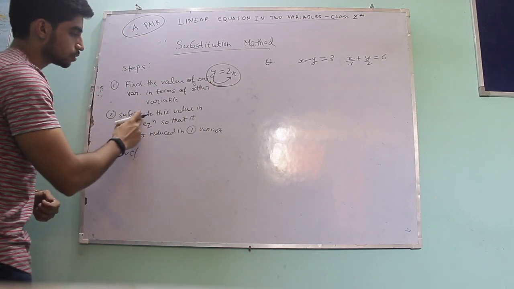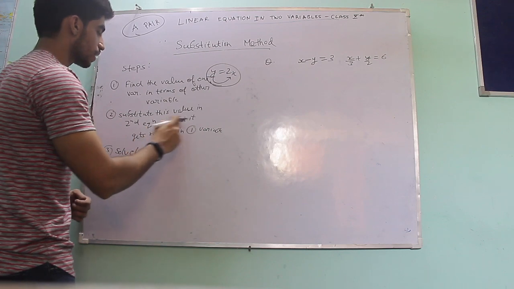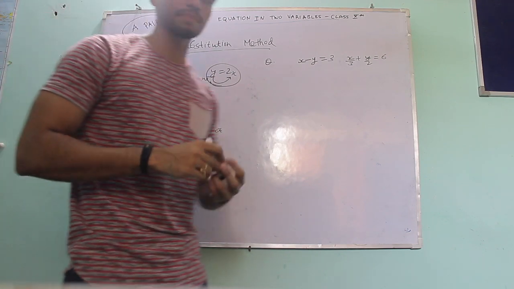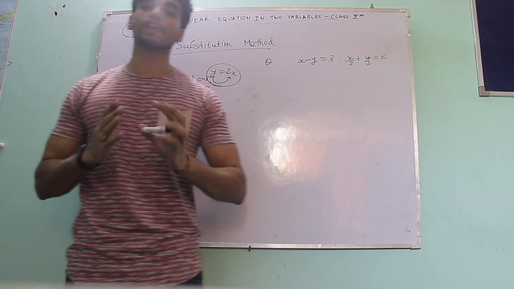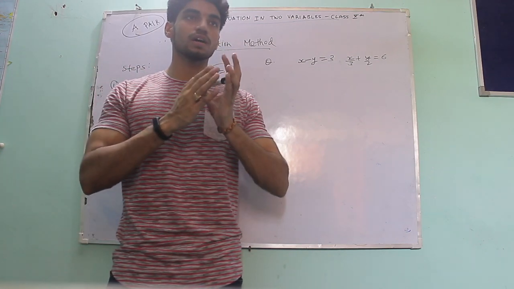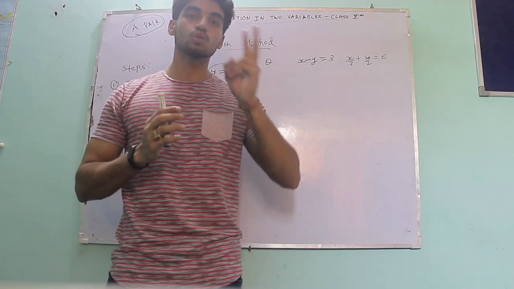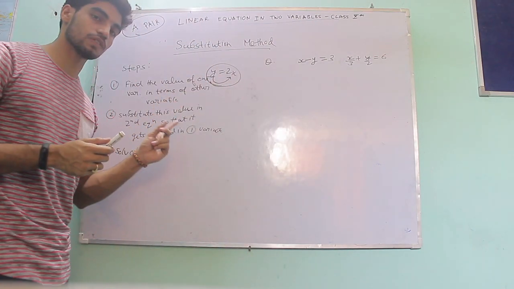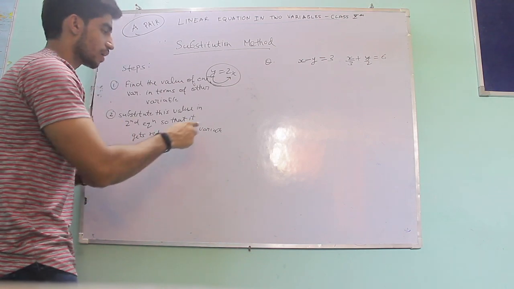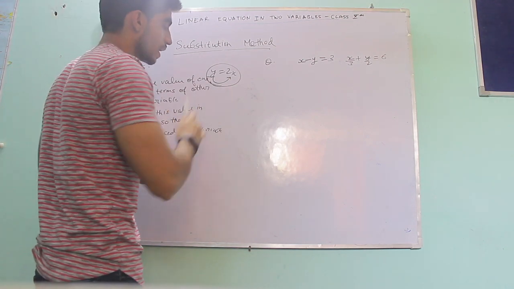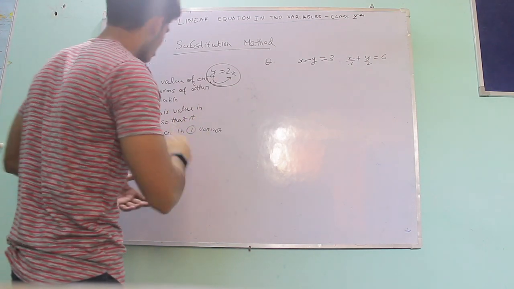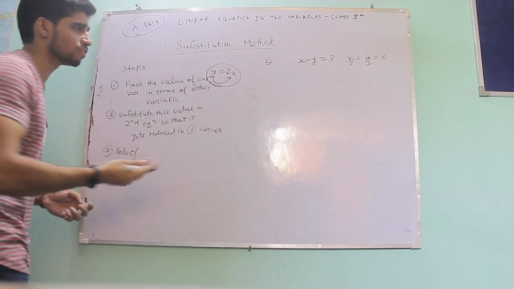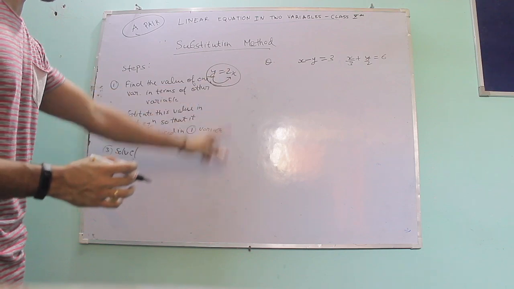The second step is to substitute this value in the second equation so that it gets reduced to one variable. Now I have to tell you one very important point. In all the methods, what we do is transform the two variables into a one variable equation. In the first method, the elimination method, we did the same. We transformed the two variable equation into a one variable equation. Here also we are transforming from two variables to one variable, and then we simply have to solve it.